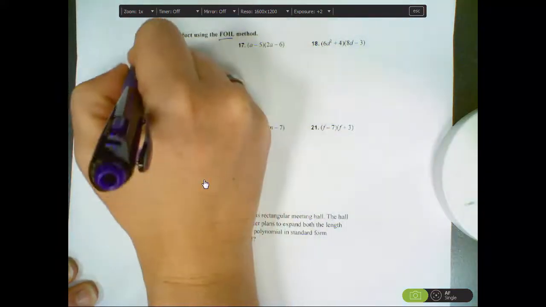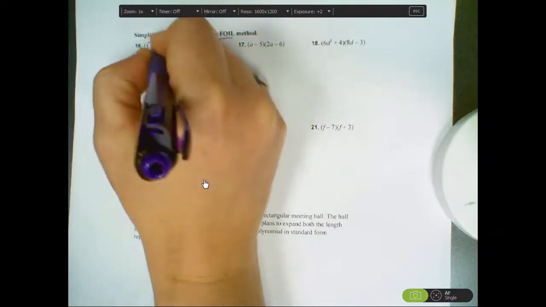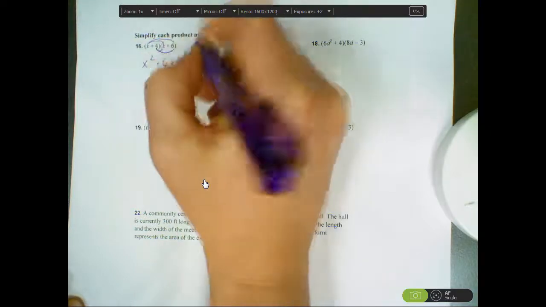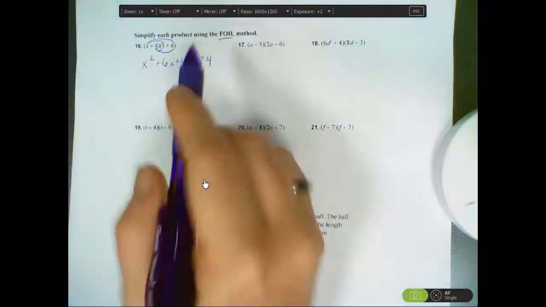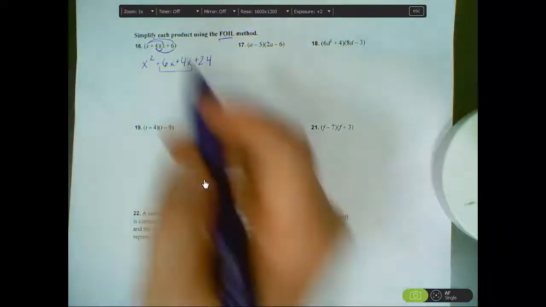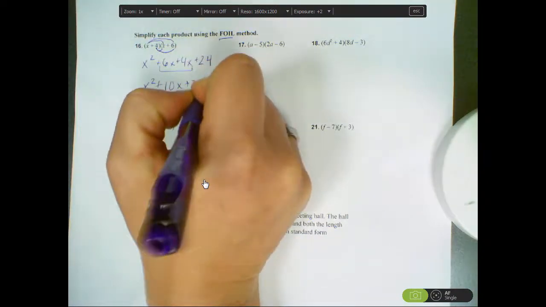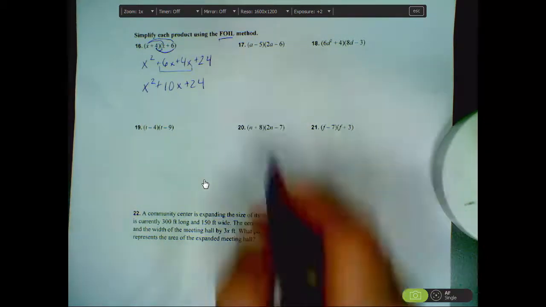X times x is x squared. X times 6 is 6x. 4 times x is 4x. 4 times 6 is 24. But notice you have like terms here. So we're going to add those together, and our final answer is going to be x squared plus 10x plus 24. Let's try another one.